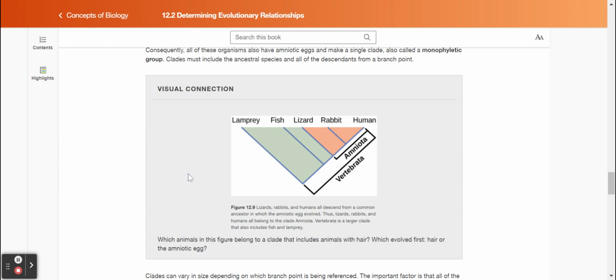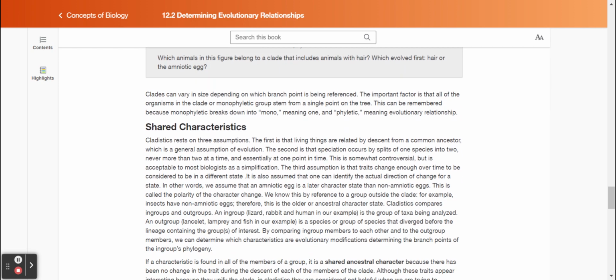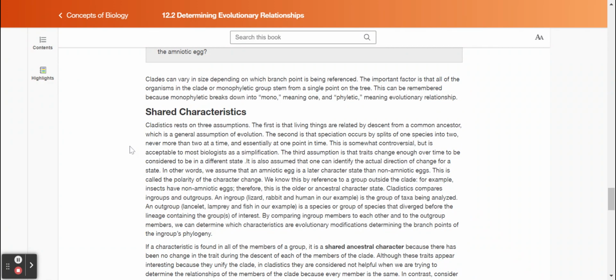Figure 12.9. Lizards, rabbits, and humans all descended from a common ancestor in which the amniotic egg evolved. Thus, lizards, rabbits, and humans all belong to the clade Amniota. Vertebrata is a larger clade that also includes fish and lamprey. Clades can vary in size depending on which branch point is being referenced.